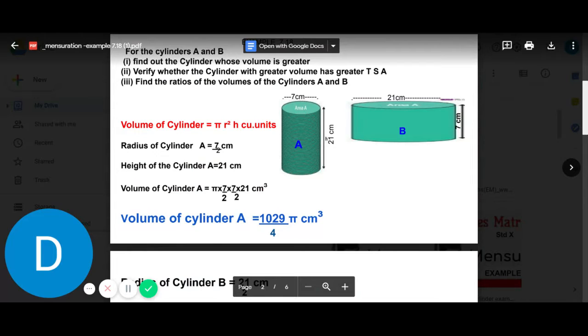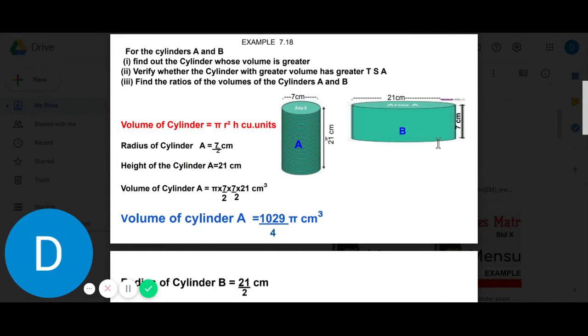Two cylinders are given here. The cylinder A is of diameter 7 centimeter and height is 21 centimeter. And cylinder B has diameter 21 centimeter and height 7 centimeter. We should find out which cylinder has greater volume, and also we must find out which cylinder has greater total surface area, and we have to verify whether the cylinder with greater volume has greater total surface area and the ratio of the volume of the cylinders.